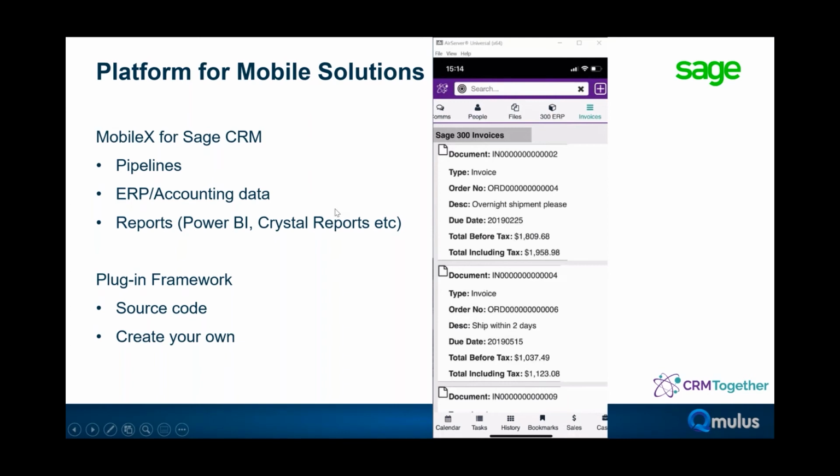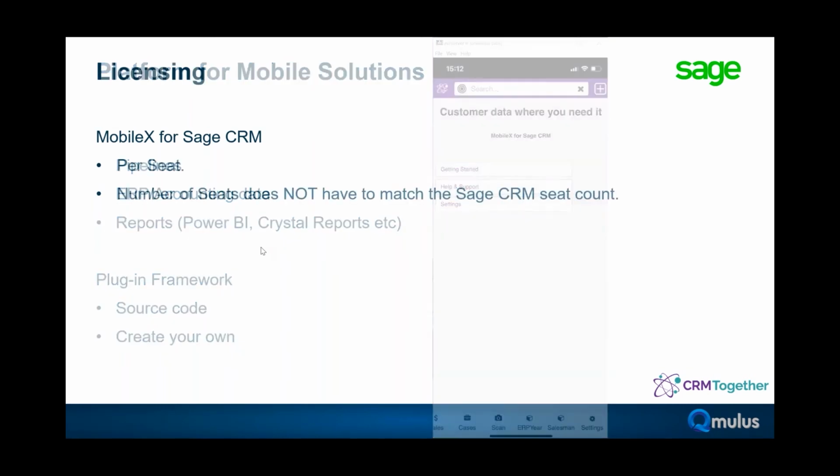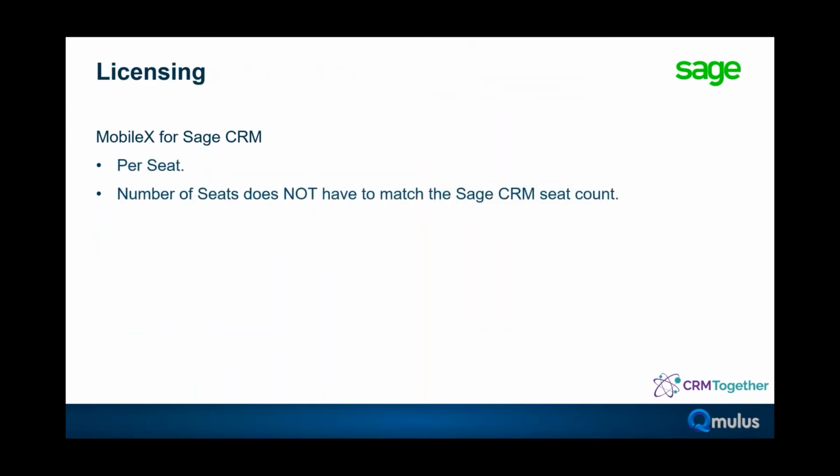As I said, we ship the source code with that, and it's available also. What I haven't shown you here is Power BI integrated with it, or Crystal Reports, but that is possible. We have actually done that, and I think we ship a Crystal Reports example with it. Licensing wise, it is per seat, but the number of seats does not have to match the Sage CRM seat count. That's important, because if you're going on site, not everyone needs a mobile solution. Not everyone's on the road. They may be on a desktop, and so we don't restrict. We're aware of that. We don't make it hard to sell or purchase Mobile X.